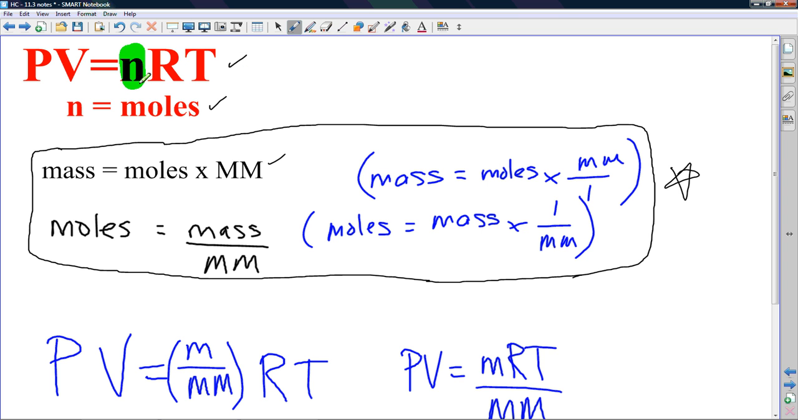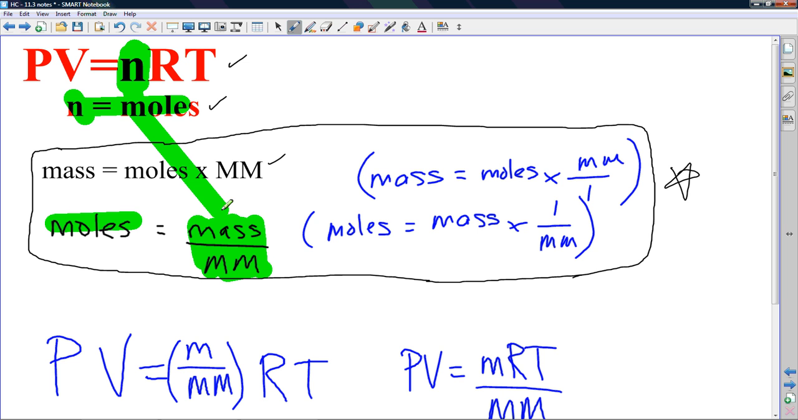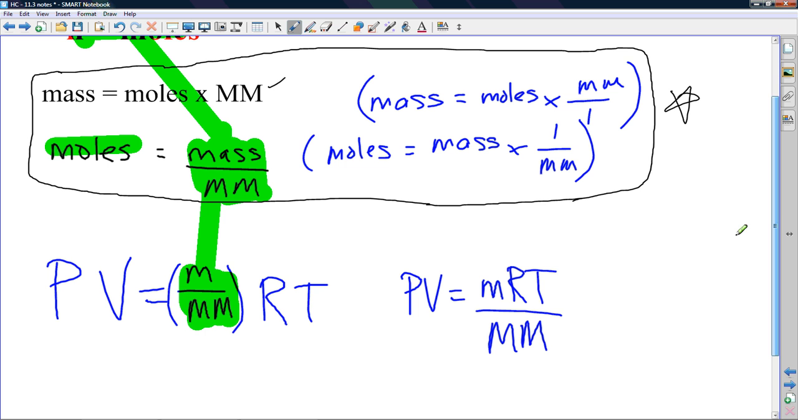If PV equals nRT and n is moles, then instead of saying PV equals moles times RT, we can say PV equals mass divided by molar mass times RT. So you see here, instead of saying n, we can now say mass divided by molar mass. And what we end up having is PV equals mass divided by molar mass times RT. Or, if you want to take it one step further, you can see how PV equals mass times RT divided by molar mass.